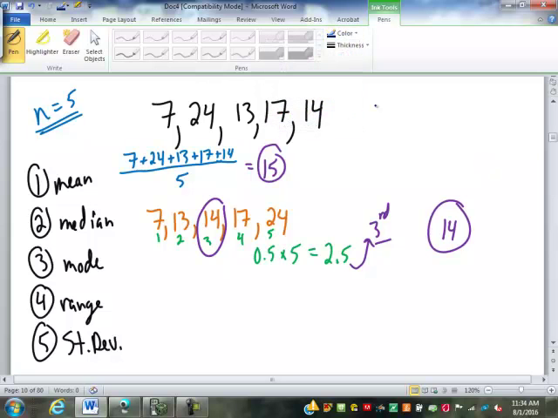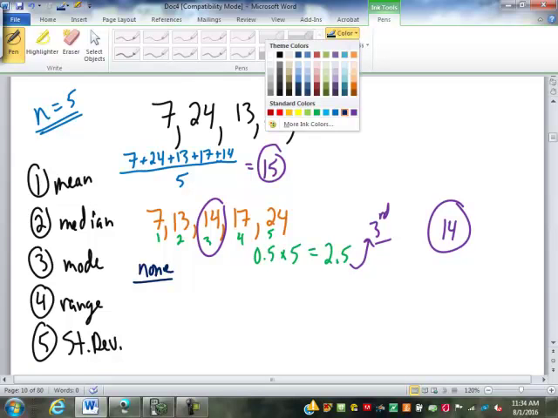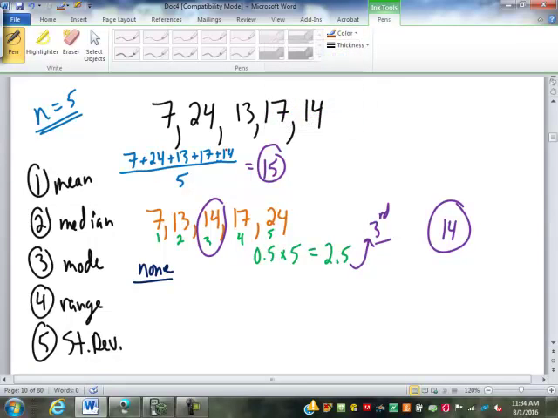What's our mode? Perfect. There is none. There are no numbers that are repeated here, so there is no mode. Our range. Yeah, our largest minus our smallest. 24 minus 7 is 17.